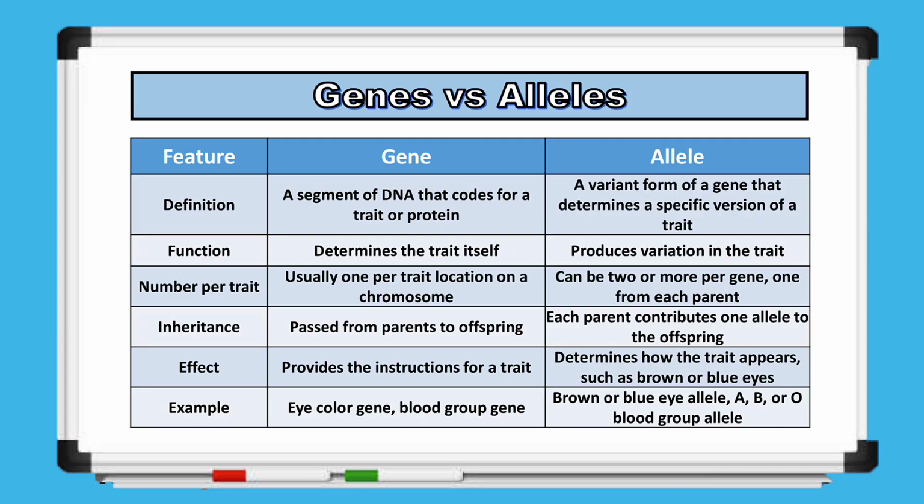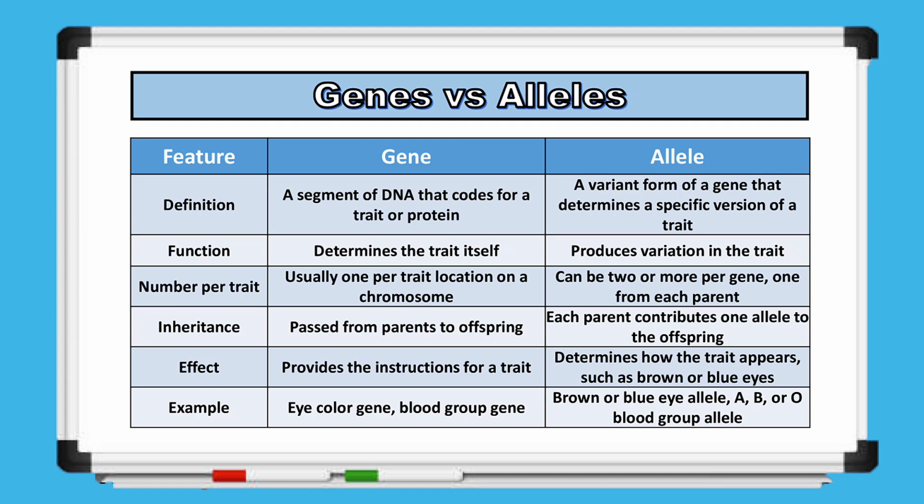A gene is a segment of DNA that codes for a specific trait or protein, whereas an allele is a variant form of a gene that determines a particular version of that trait. In terms of function, a gene determines the trait itself, while an allele produces variations in how that trait appears. Regarding their number, usually there is one gene at a specific location on a chromosome for each trait. However, there can be 2 or more alleles for a gene, with one allele inherited from each parent.